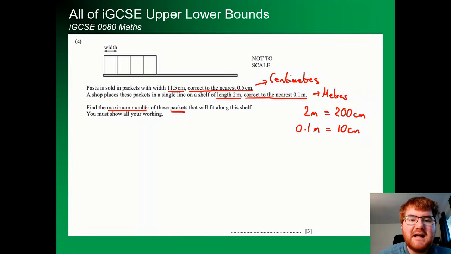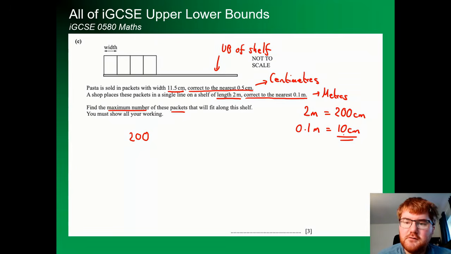Now we want the maximum number of packets on this shelf. So we want the maximum shelf possible, so the upper bound of the shelf. If we take this 200, I'm going to put this in the middle. I always consider half of what we're correcting to, so that's 5 centimeters, and then we can form our upper and lower bound. So our upper bound will be 205, and the lower bound will be 195.